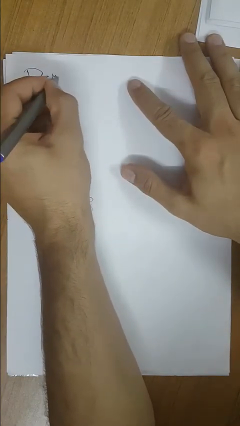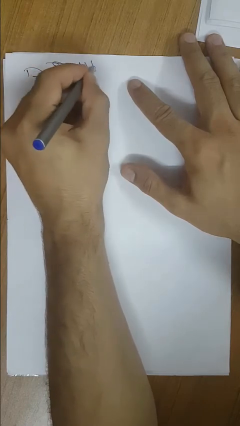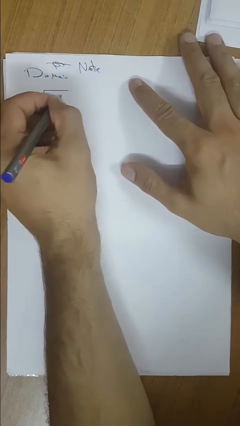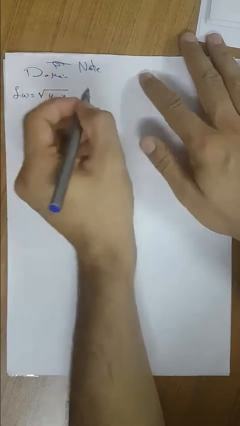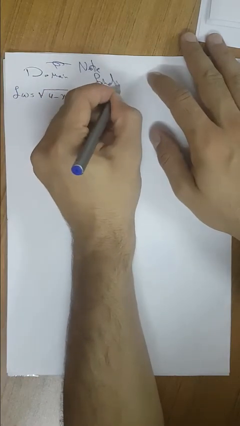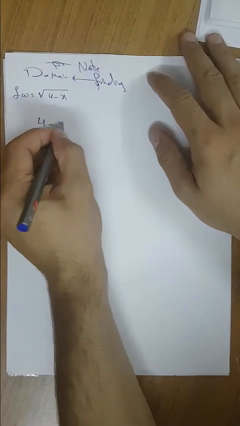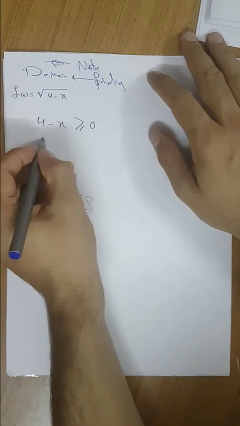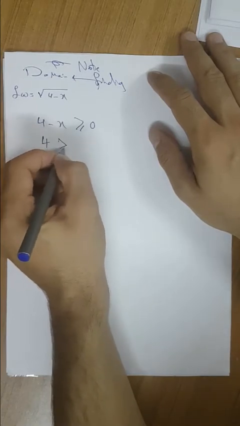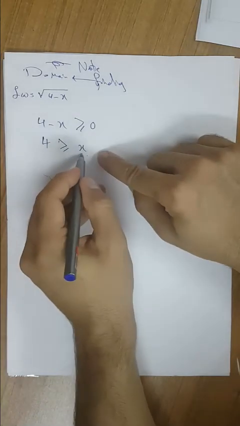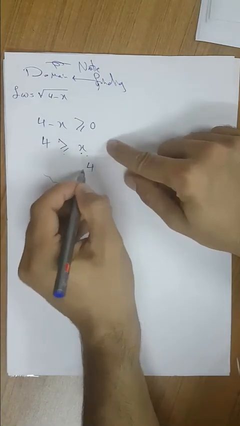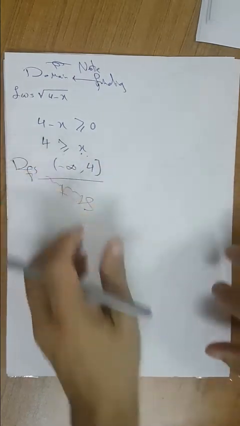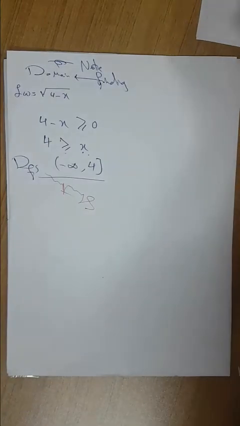For the domain, we have a trick. If we have a square root, for example, the square root of 4 minus x, for finding the domain you can say directly that 4 minus x is greater than or equal to 0. Then you can say that x is less than or equal to 4. So this is your domain of the function, as we did before. Anyway, you can use that one.